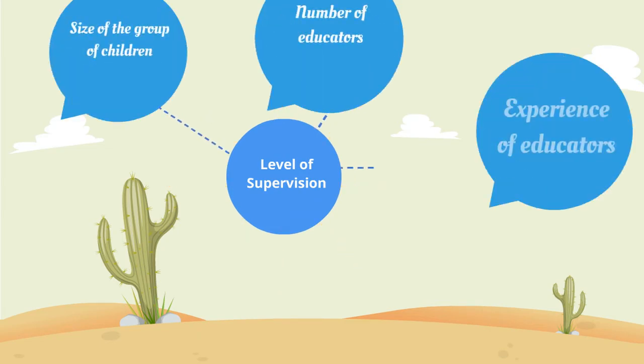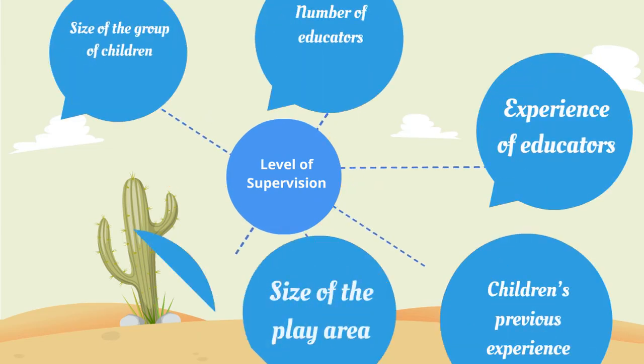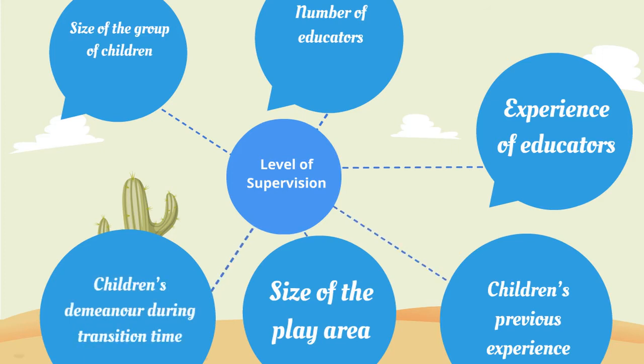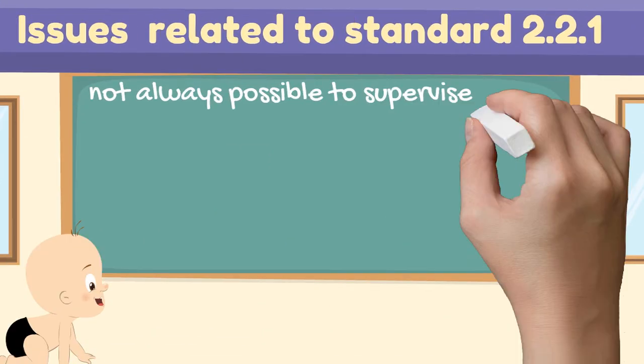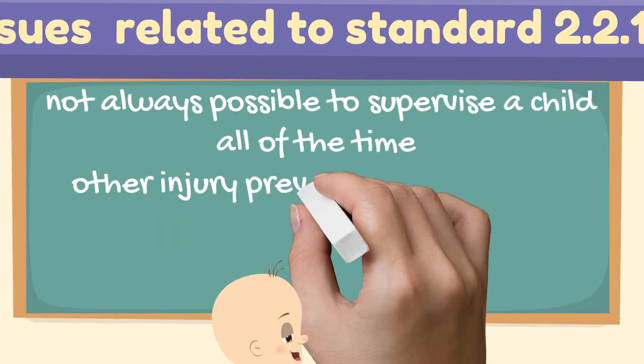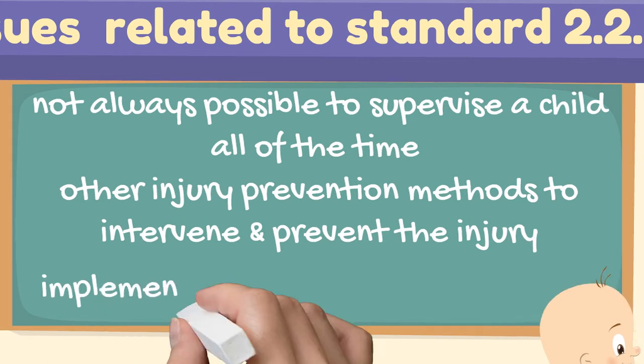Educators must consider the size of the group of children, the number of educators, the experience of the educators and their knowledge of the children, children's previous experience of the activity, the size of the play area and children's demeanour during transitions. Competing demands for educators may mean that it is not always possible to supervise one child all of the time. In these situations, other prevention methods should exist to prevent injuries.